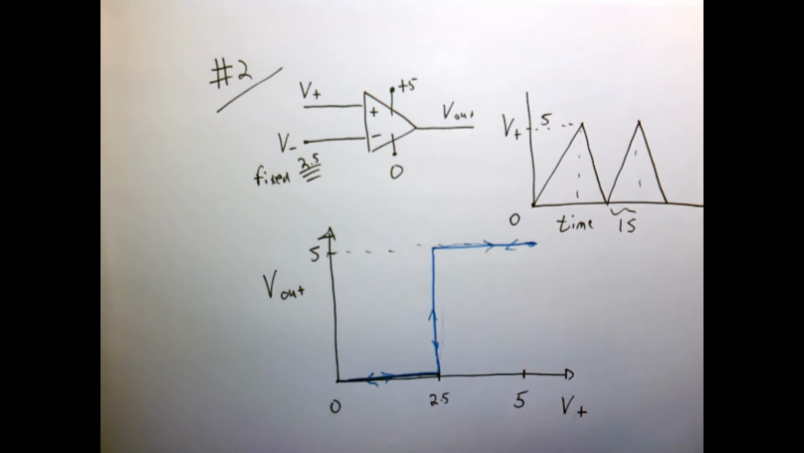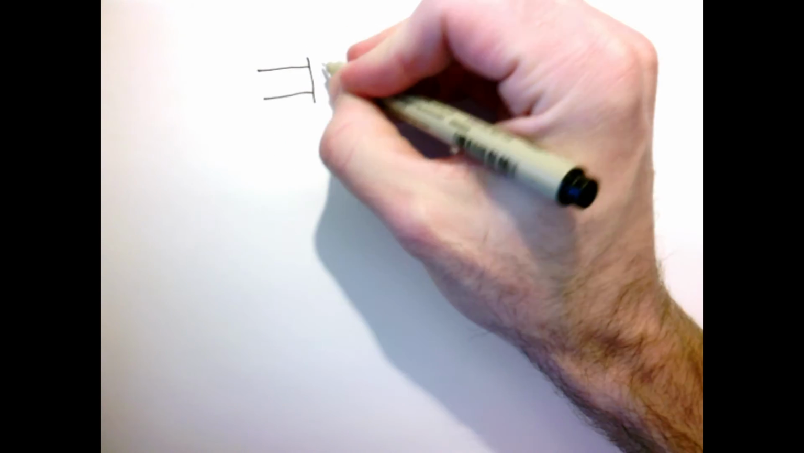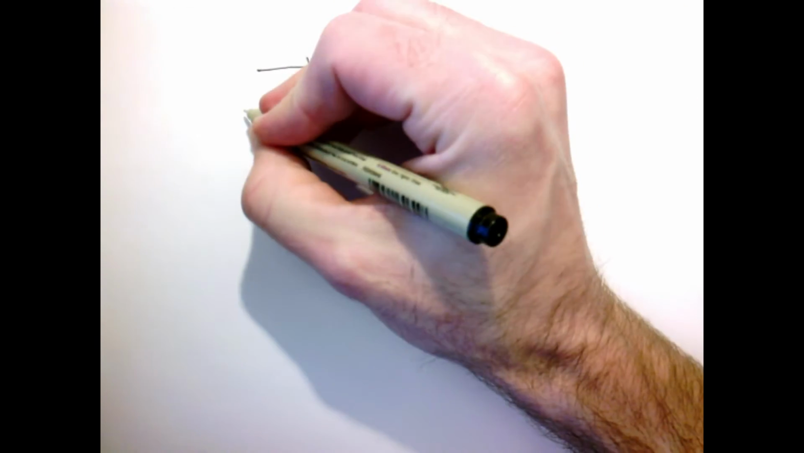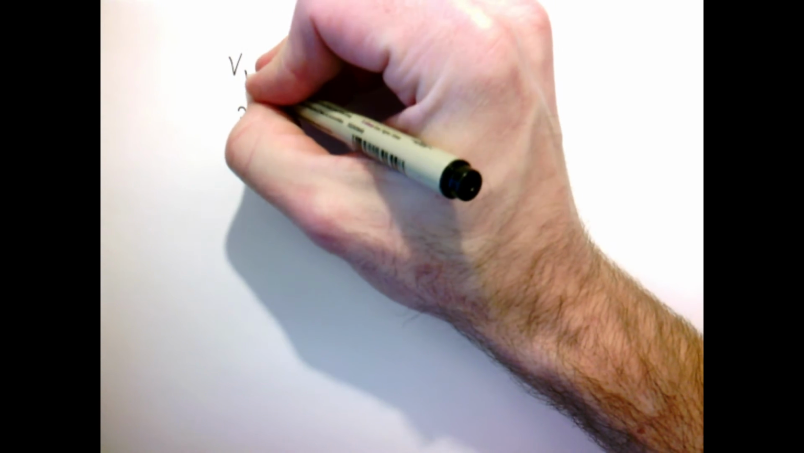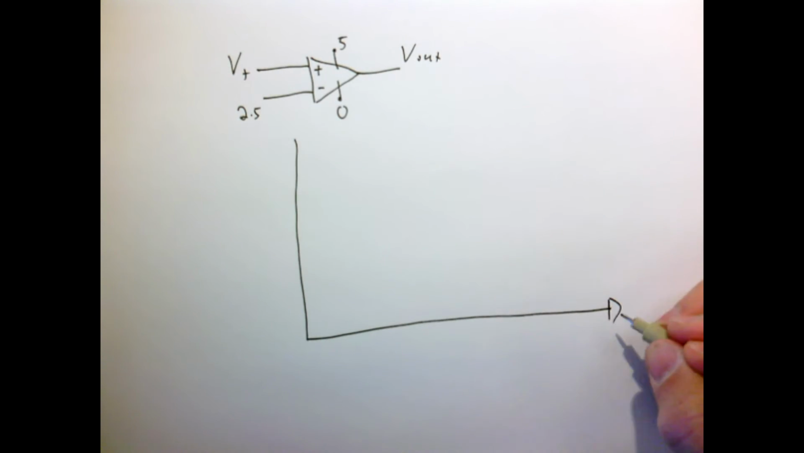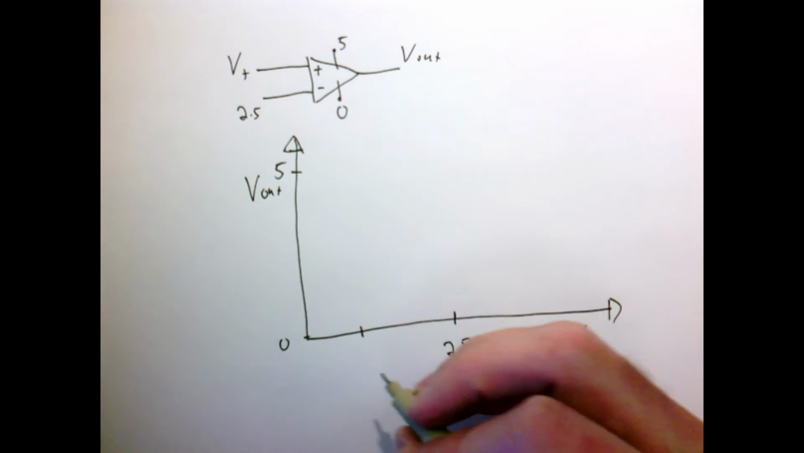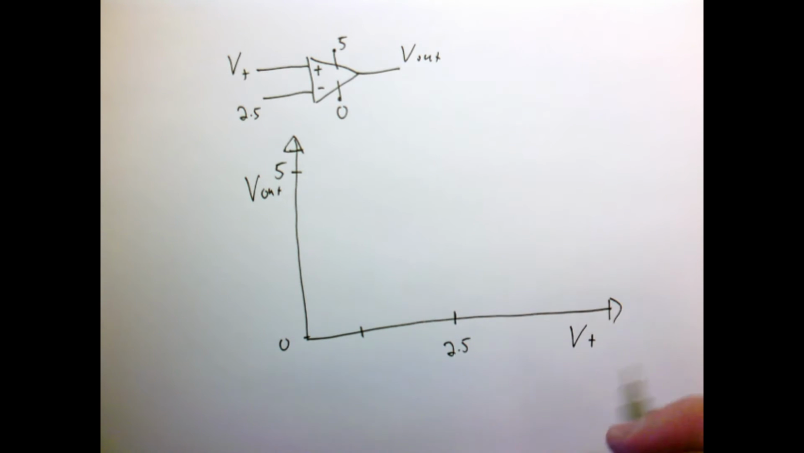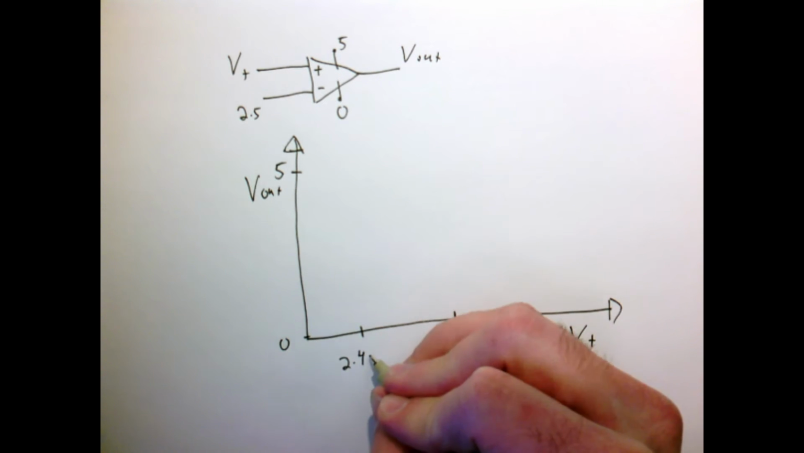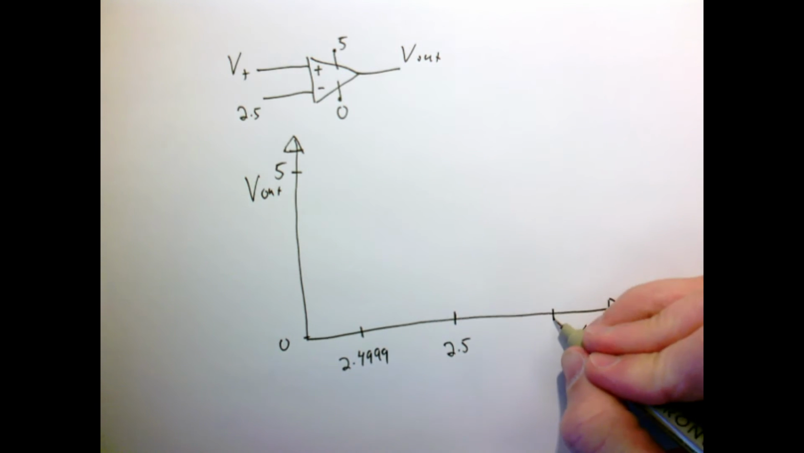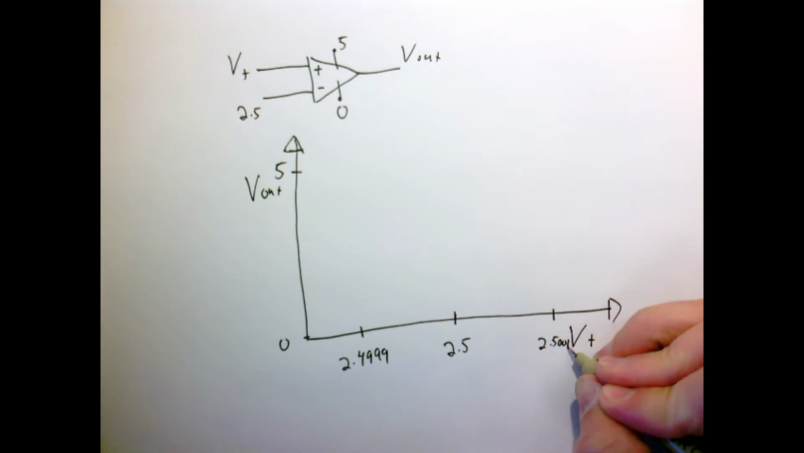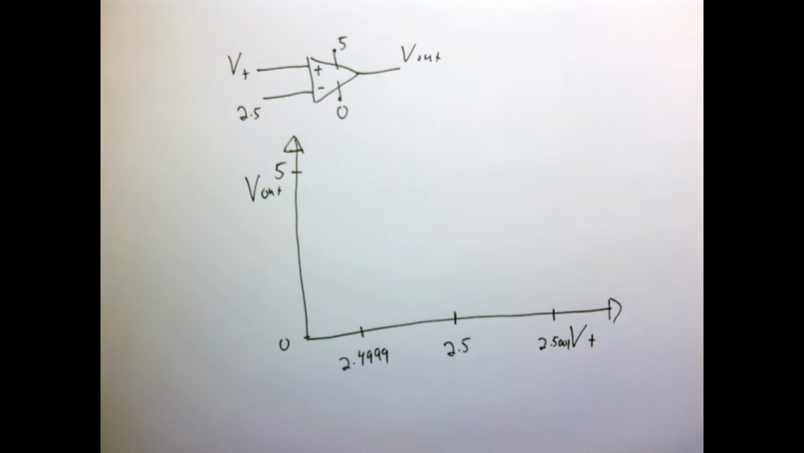However, if we get out our magnifying glass and zoom in on this region, considering the same circuit, let me redraw it to remind us of the situation. It's the exact same diagram, except we zoom in a little. My axis for V out still ranges from 0 to 5, and my axis for V+ is centered at 2.5. Here is 2.4999, and here is 2.5001. The exact range doesn't matter, other than that it's very, very narrow around 2.5.